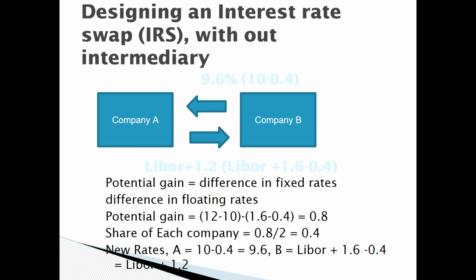So if you do that, you'll get 0.4 and A's rate will now come down to 10 minus 0.4, which is 9.6. B's rate will now come down to LIBOR plus 1.6 minus 0.4, because of their ability to do this swap together. So both have lowered their rates. Is that clear? Yes. So that is the goal of doing an interest rate swap.